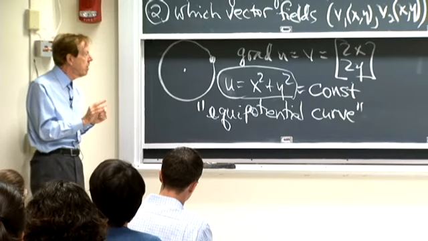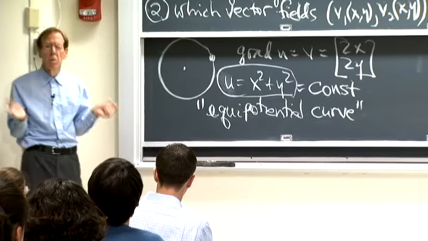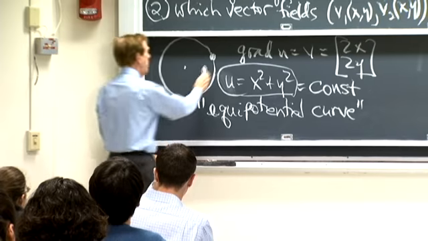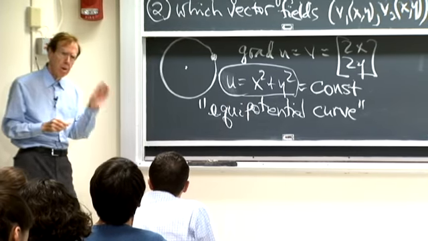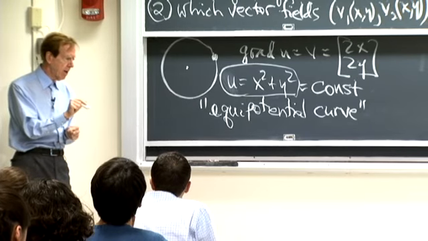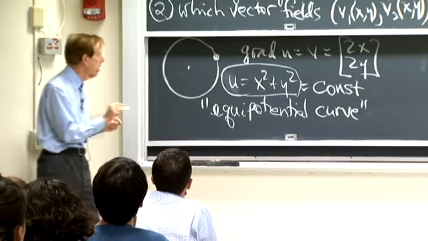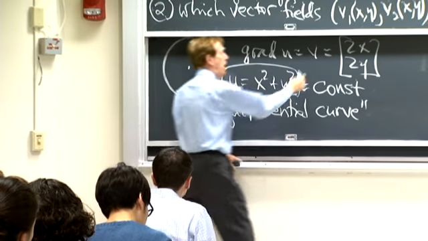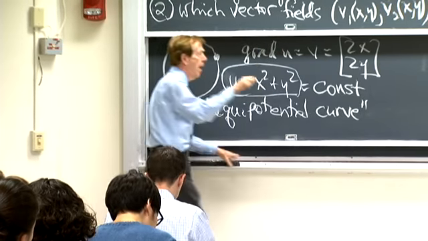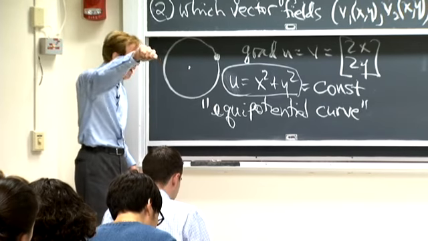The gradient vector points, what is it? Does the gradient vector point, can it point any old way? No. The gradient vector is perpendicular to the curve. And we can see that for this simple example. That vector 2x, 2y, that's a vector radially outwards, right?